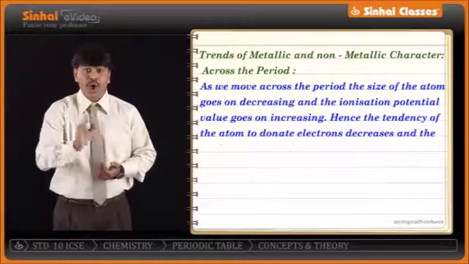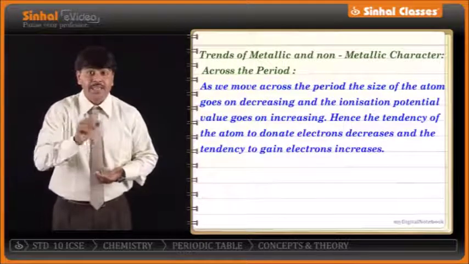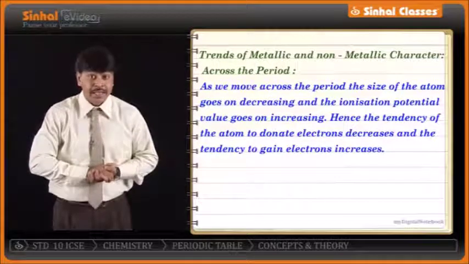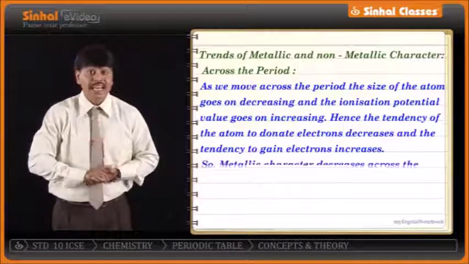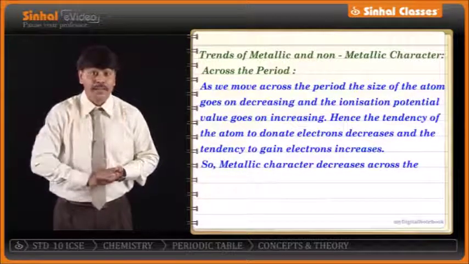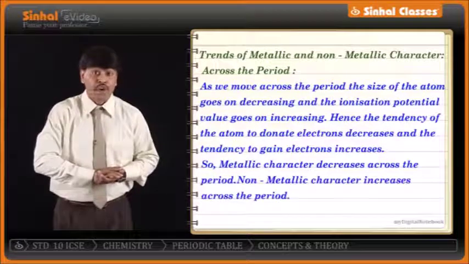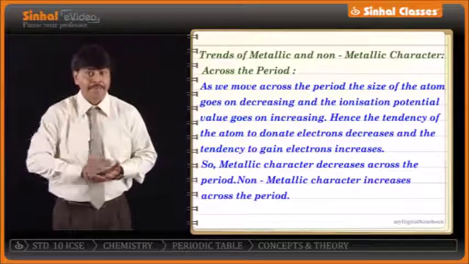Now, as we go across the period, the IP goes on increasing and the size goes on decreasing. So what will happen to the metallic character? It will decrease from left to right, whereas non-metallic character will increase as we go from left to right.